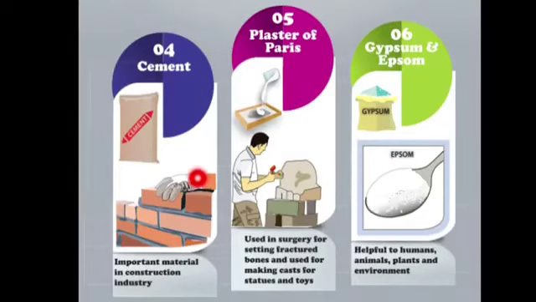Cement is the important material that is used in construction. We use this for constructing houses, industries, factories and all those things. Plaster of Paris is used in surgery for setting fractured bones and used for making casts for statues and toys. Gypsum and Epsom salt are helpful to humans, plants, animals and the environment.